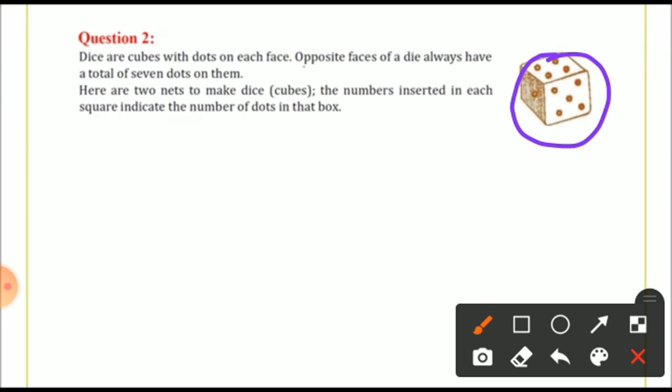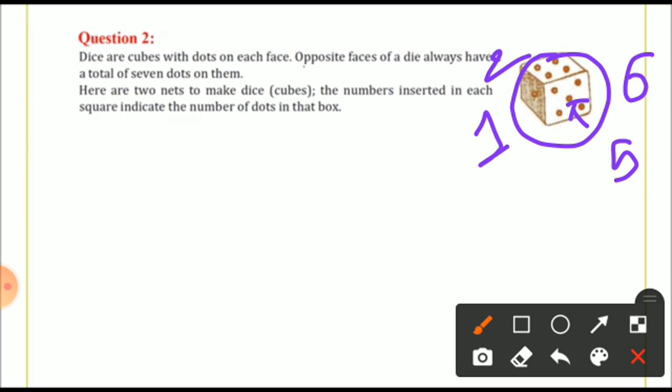Yes, my dear students, suppose on this side you are seeing 5 dots. So its opposite back side should be 2. Look here, there is 1 dot, then the opposite direction is 6 dots. The addition of both should be 7. Isn't it? Yes, my dear students, that is right.